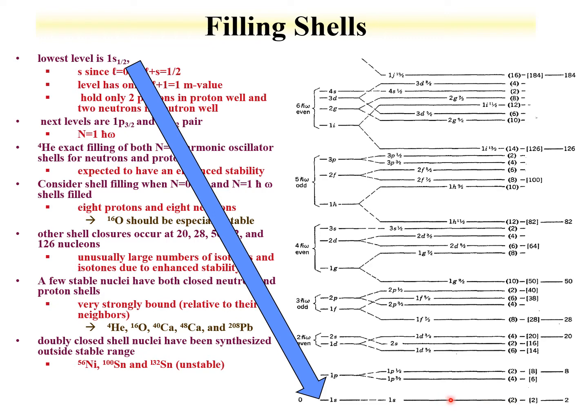For the proton side, I can put 2 protons. For the neutron side, I put 2 neutrons. These are the total number, and that's a magic number. So for the shell model, there's a component that is for the neutrons and a component that's for the protons.